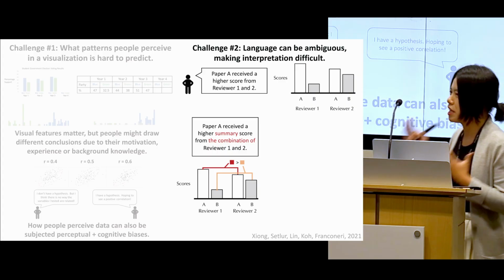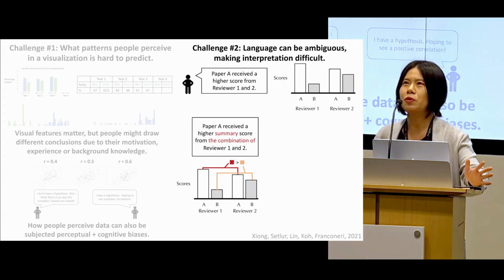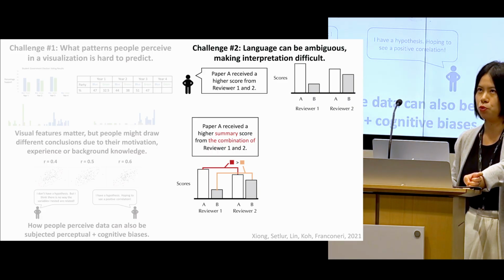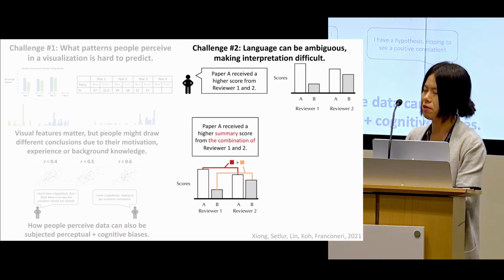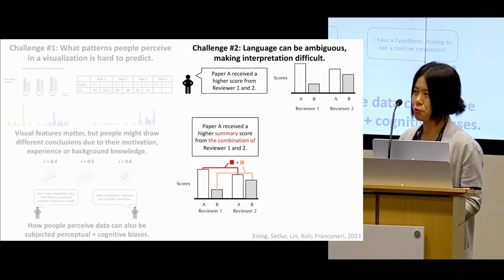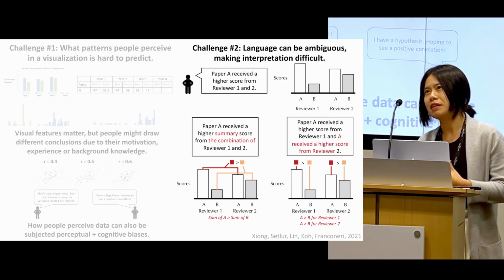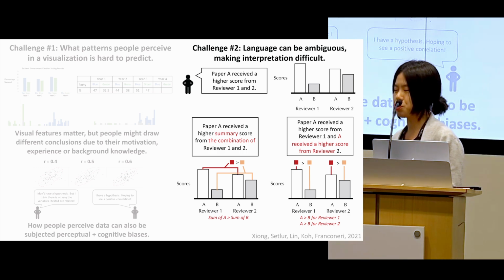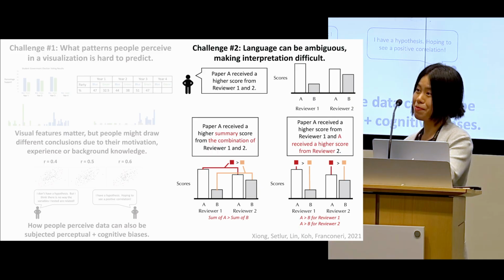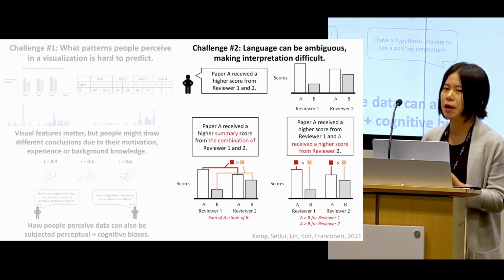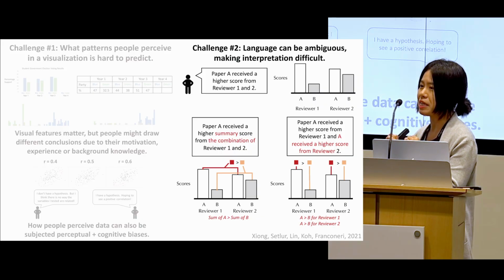So the first potential interpretation that we got was that they meant paper A received a higher summary score from the combination of reviewer 1 and 2. Right? They added the two white bars and they compared it to the two gray bars. That's potential interpretation 1. And it is also possible that they meant paper A received a higher score from reviewer 1 and it received a higher score from reviewer 2. So in this case, they're doing two comparisons. And then they noticed that these two comparisons actually happen in the same direction.